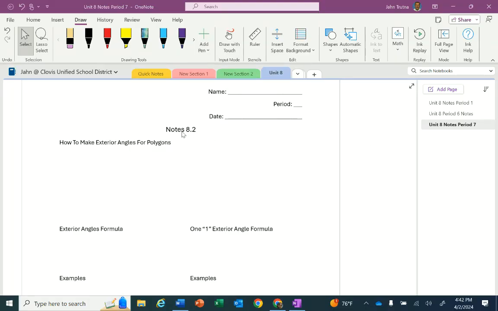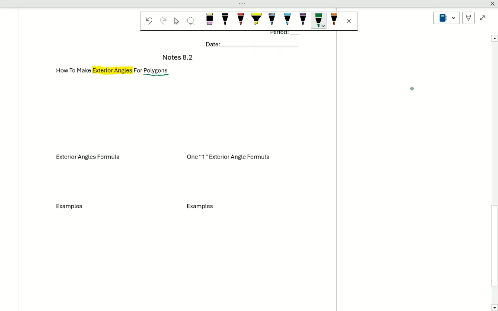Well, now let's move on to the notes for section 8.2. So in section 8.2, we shift from angles on the inside to angles on the outside. In other words, exterior angles for polygons. So we're still talking about polygons, okay? But now, like I said, we're shifting to angles on the exterior. So first of all, how do you make an exterior angle?